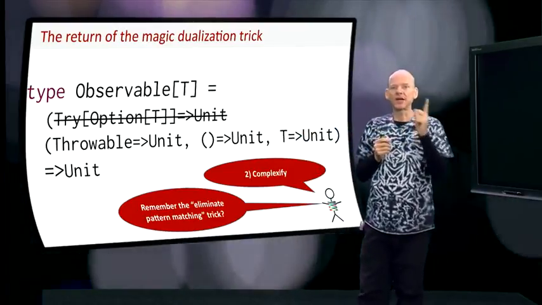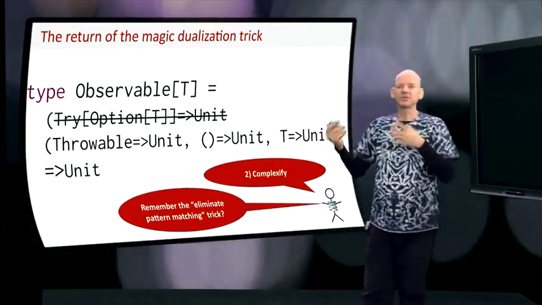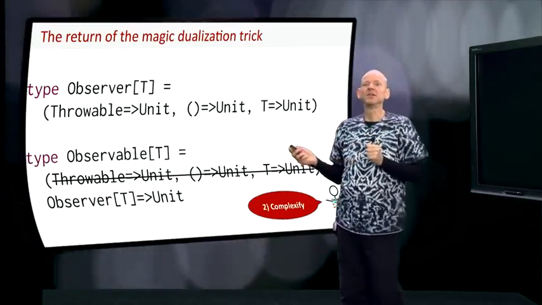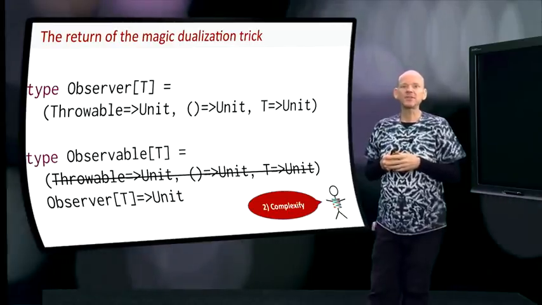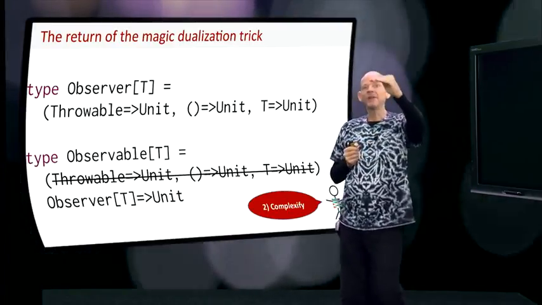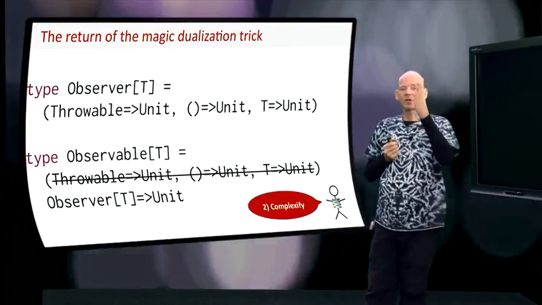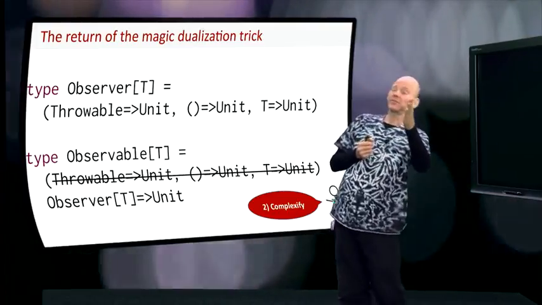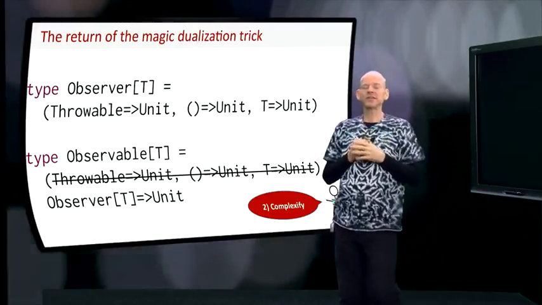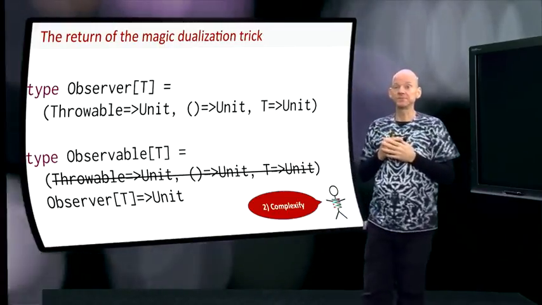So instead of Try Option of T to unit, we get three functions. Now we see three functions. So what are we going to do with that? Well, we're going to put those into their own type and then substitute it in there. So what is an Observable now? It's a function from Observer to unit, and an Observer is a triple of functions.